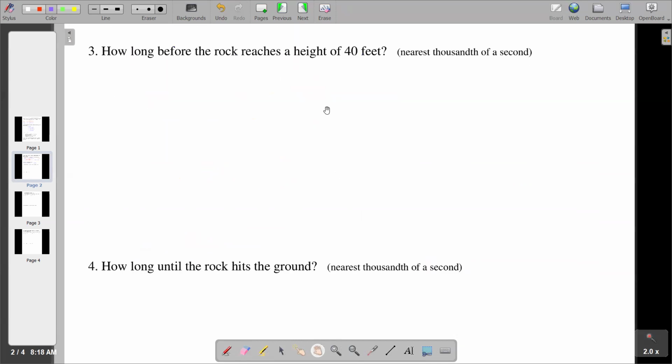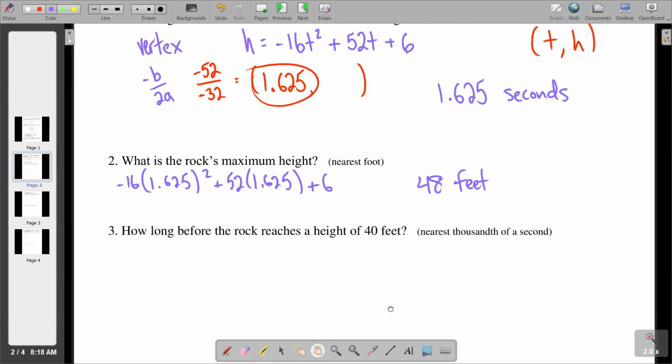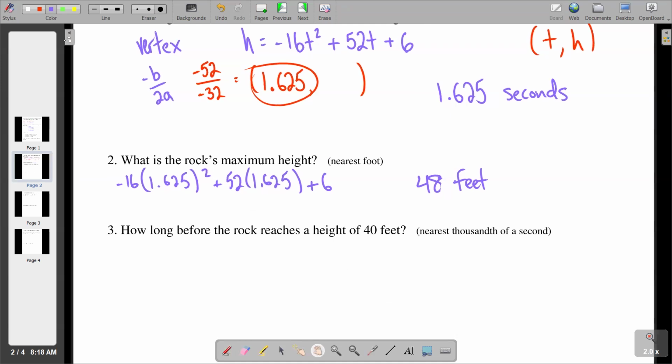All right, the third question is how long until it reaches a particular height? This will be a conversation point for the day. This is going to be a quadratic formula problem. The idea here is that 40 is the h. So I'm going to take the model that we wrote in question 1, and change h into a number that I want. It can be any number that you want. Since we want 40, we're going to write 40 equals negative 16 t squared plus 52 t plus 6.